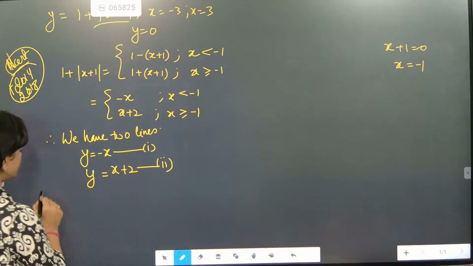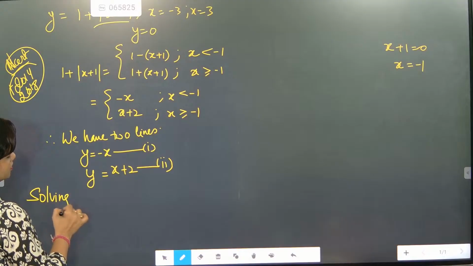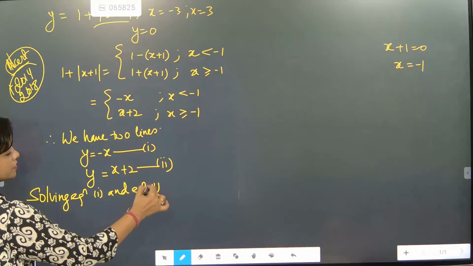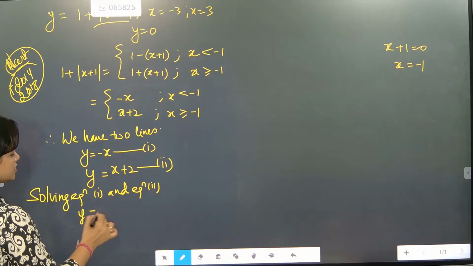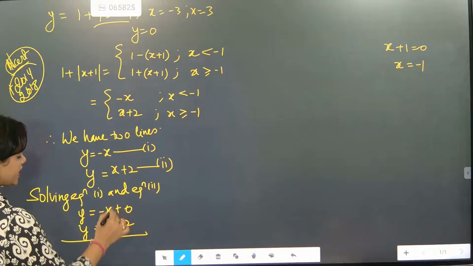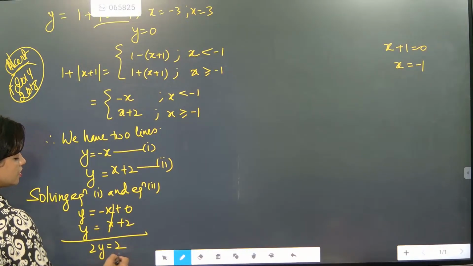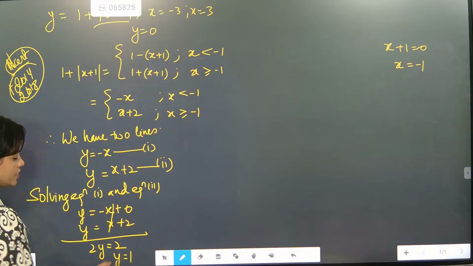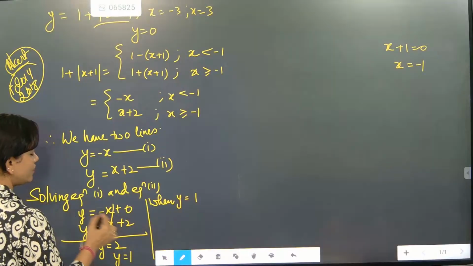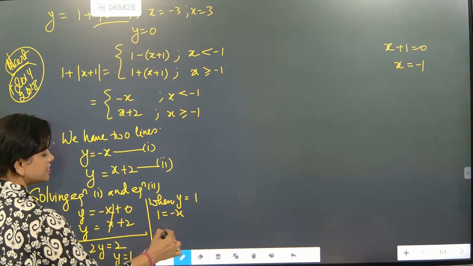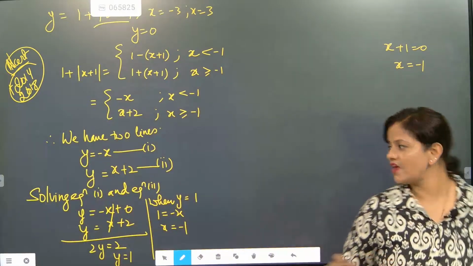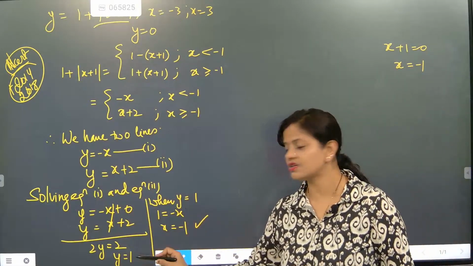Now solving equation 1 and equation 2. If you add, this is coming as y is equal to minus x, y is equal to x plus 2. Here the x will cancel, 2y is equal to 2. So y is coming as 1. Once y is coming as 1, what will be the value of x? 1 is equal to minus x, so x is coming as minus 1. Please pay attention to this. The x value is coming as minus 1 and the y value is coming as 1.